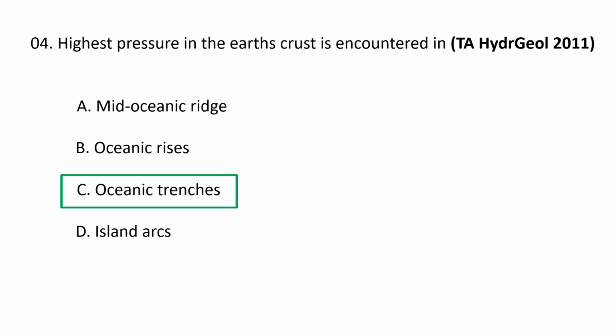Oceanic trenches experience the highest pressure in the Earth's crust. The pressure at the bottom of the deepest point in the ocean, the Challenger Deep, is about 12,400 tons per square meter. This is more than 1,000 times the pressure at the surface of the ocean. So highest pressure in the Earth's crust is encountered in oceanic trenches. C is the correct option.